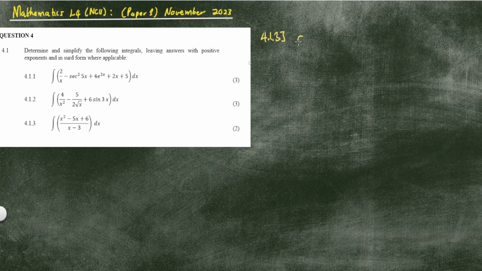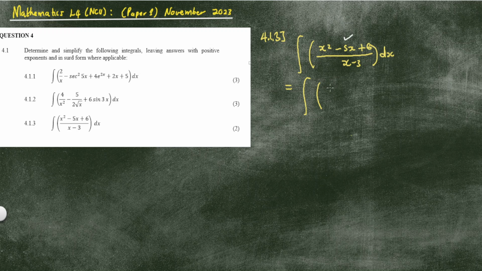4.1.3, we are given an integral of x squared minus 5x plus 6 over x minus 3 dx. Now, getting the integral for this, sizothi ke, we'll have to simplify that because we cannot have x as a denominator. Yeah? We cannot have x as a denominator. Now, in order to do this, we'll have to factorize the numerator.